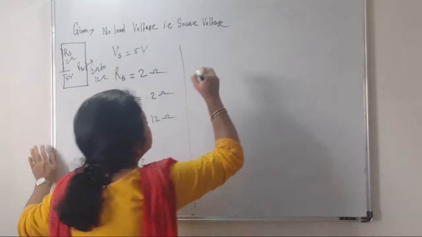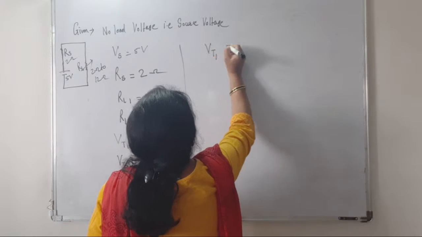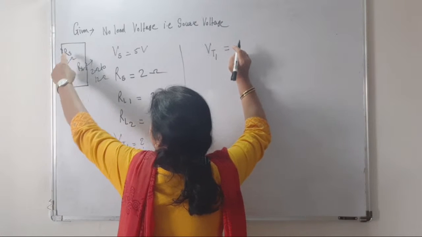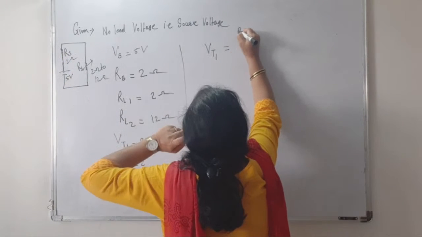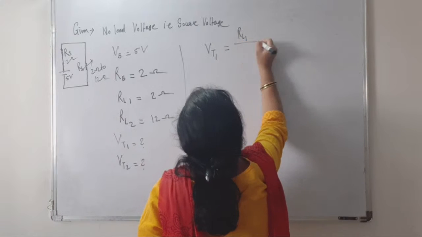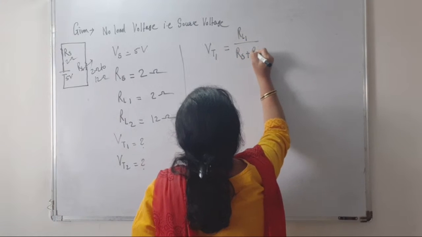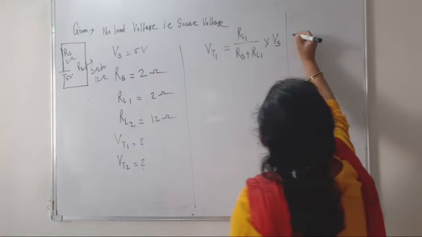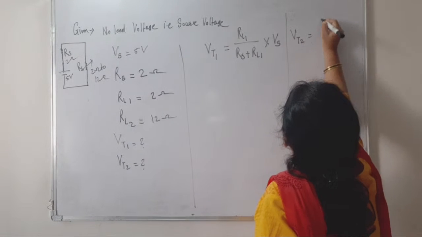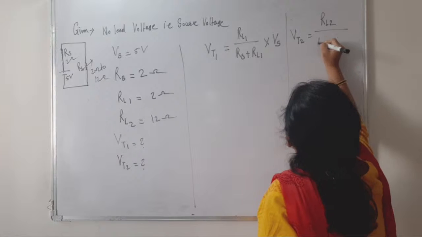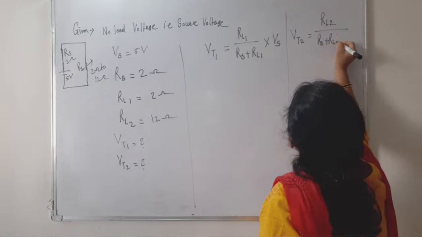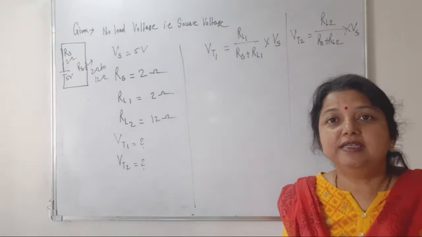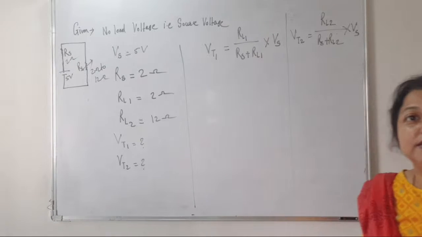So VT1 is equal to, याच्या across चा कसा काढणार? This resistance upon this plus this, into this. So RL1 upon RS plus RL1, multiplied by VS. And how do you calculate VT2? VT2 is equal to RL2 upon RS plus RL2, multiplied by VS. Now insert the values and simplify.